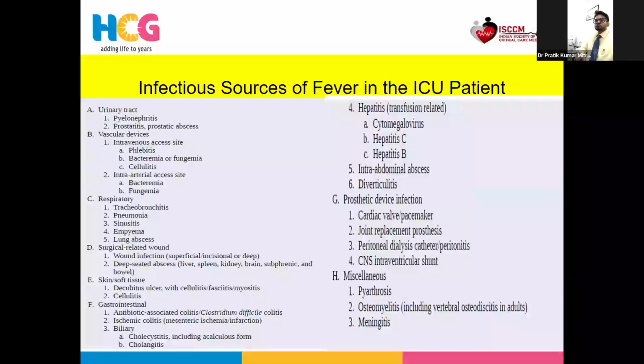Now, the infectious causes of fever in ICU. Common infectious causes are UTI, including pyelonephritis and prostatitis; vascular device-induced infections, cellulitis, phlebitis, bacteremia, intra-arterial access site-induced bacteremia; respiratory infections such as pneumonia, empyema, lung abscess; surgical wound-related infection, skin and soft tissue infection; gastrointestinal infection, and as per the organ involved, hepatitis, intra-abdominal abscess, prosthetic device infection, and other miscellaneous causes, including meningitis.